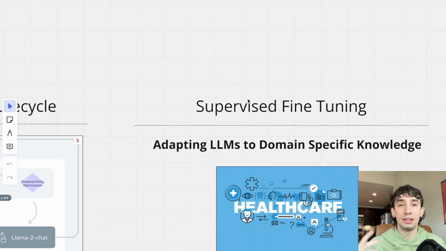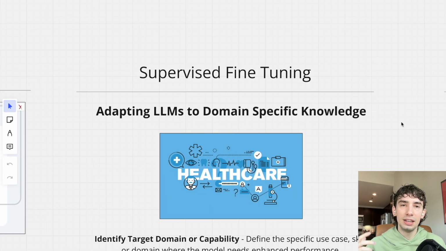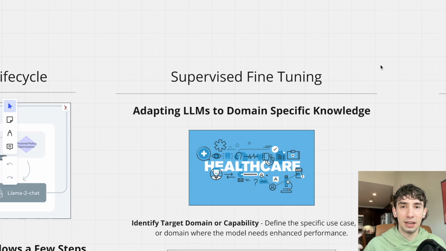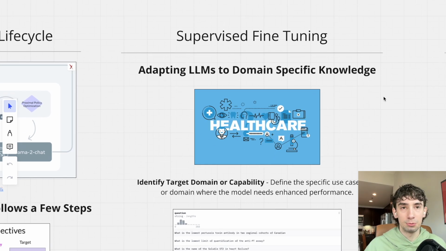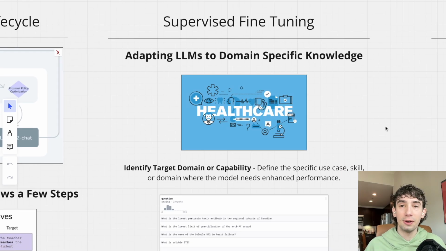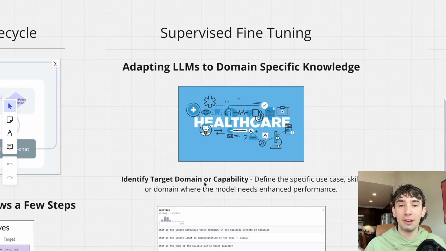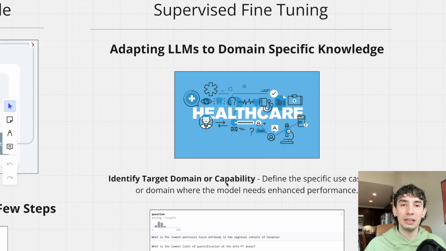So to dig in a little bit deeper into the entire development lifecycle, we're going to start one level down into supervised fine-tuning. And supervised fine-tuning can kind of be thought of as adapting language models to really domain-specific or capability-specific knowledge. The process that this follows is that usually you identify your target domain or capability, defining the specific use case, skill, or domain that we want to enhance the model's performance at.